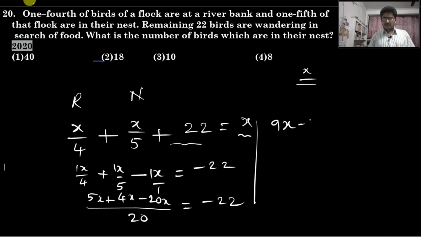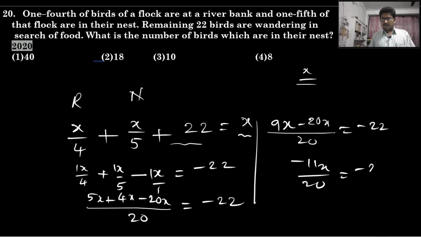Next step we can write minus 11x by 20 is equal to minus 22. Minus minus cancel. 11 1s are 11, 11 2s are 22. So x is equal to, the division quantity becomes multiplication, 20 2s are 40. So total birds are 40.